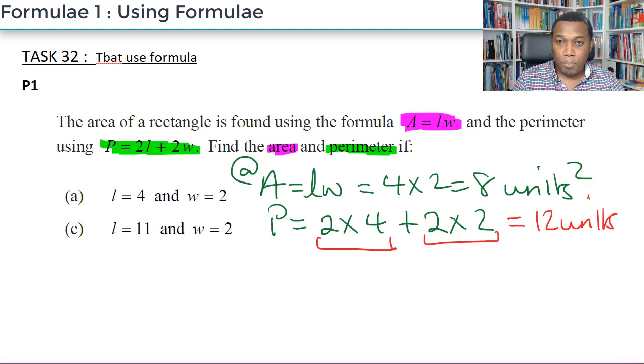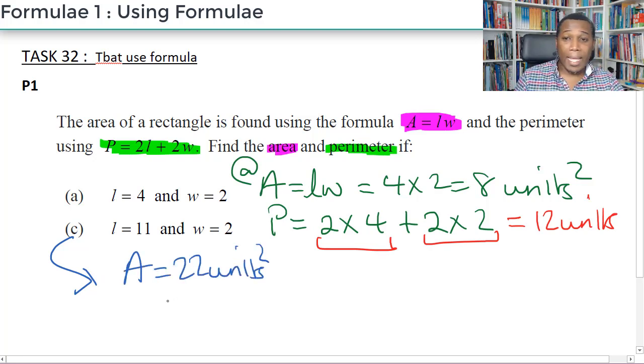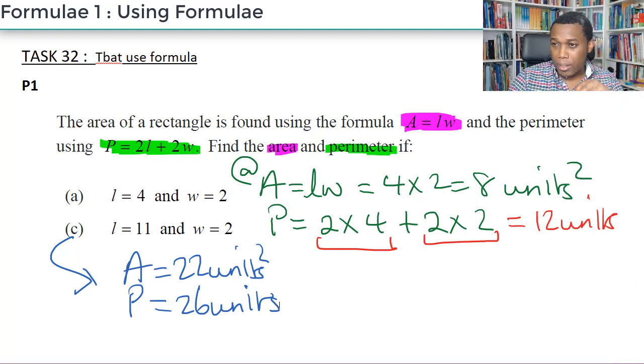For part C, you don't have part B. Don't let that concern you. For part C, I'll pull the answers from here. What I'm saying is A is 22 units squared, and P is equal to 26 units. Okay, so those are the answers for C, 22 and 26. Right, let us do another one.